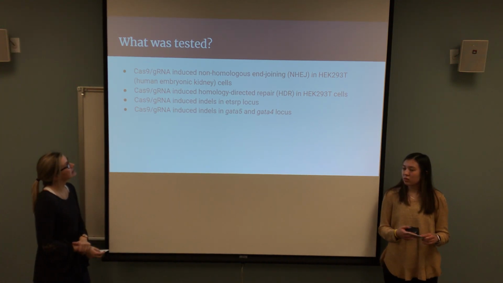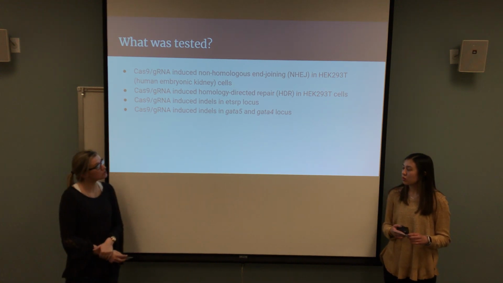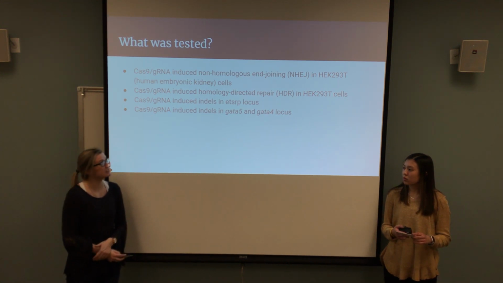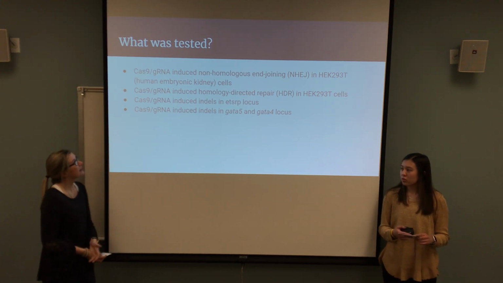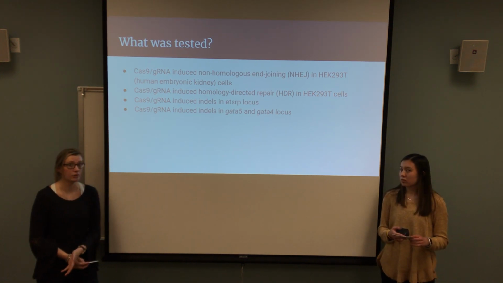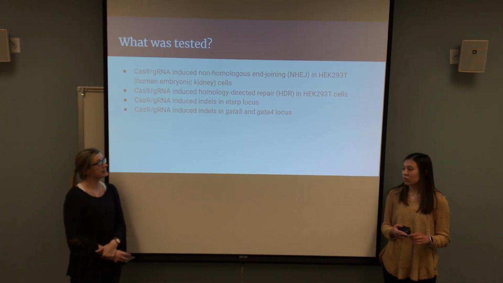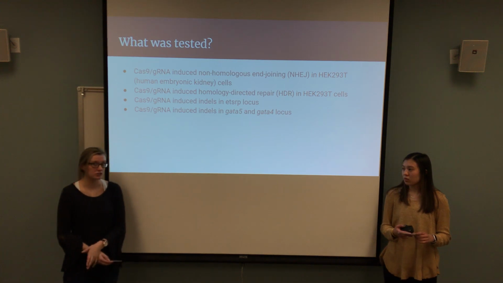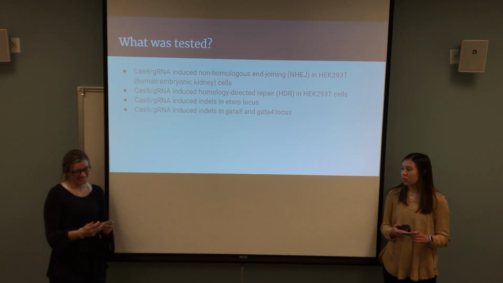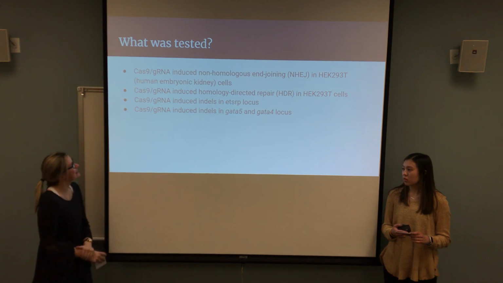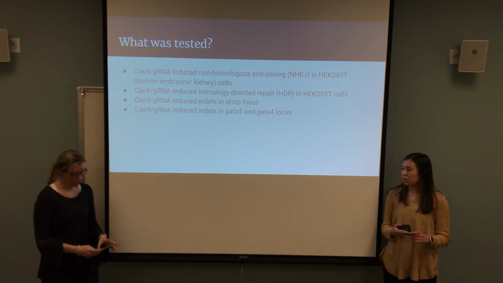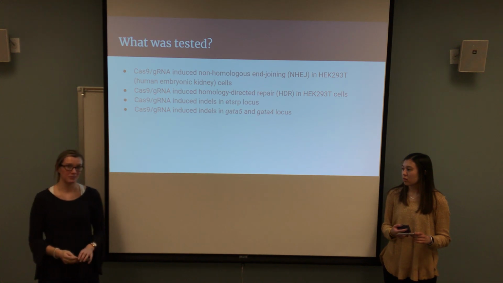First, they looked at how the enzyme and the gRNA complex induced non-homologous end joining in human embryonic kidney cells. They also looked at how the complex induced homology-directed repair, also in human embryonic kidney cells. Then they looked at how Cas9 and gRNA induced indels in the ET-SRP locus. An indel is a small insertion or deletion in the genome of a living organism, and ET-SRP is a very well characterized gene in vascular endothelial development. And then finally, they looked at how Cas9 and gRNA induced indels in the GATA5 and GATA4 loci. GATA5 and GATA4 are essential genes to endoderm and heart development.